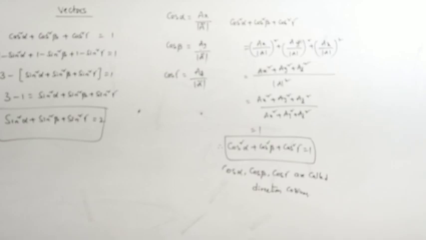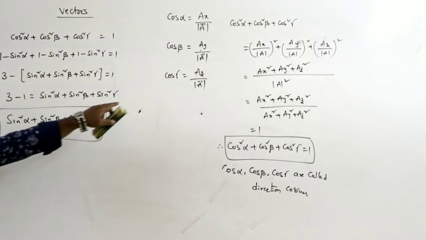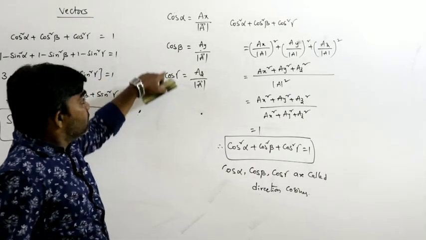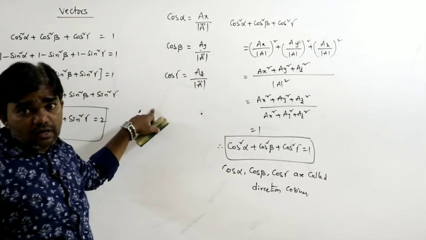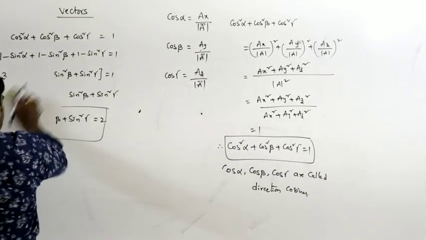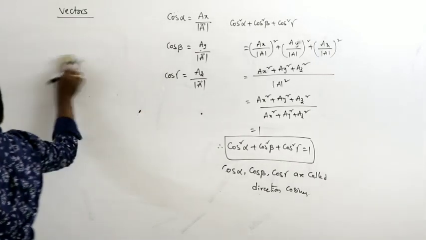So this is about direction cosines. This is the way to find direction cosines. Direction cosines means cos alpha, cos beta, cos gamma. Cos alpha, cos beta, cos gamma are called the direction cosines. So this is next.